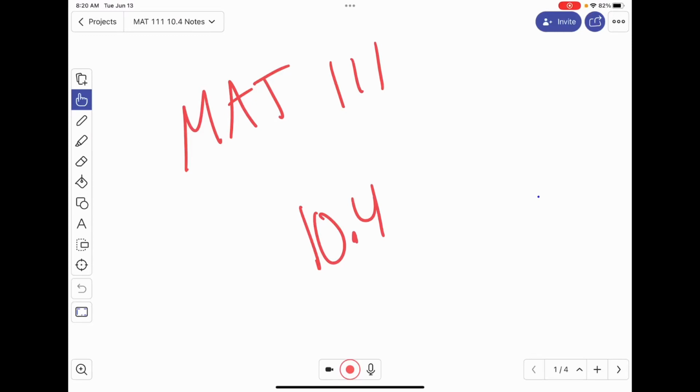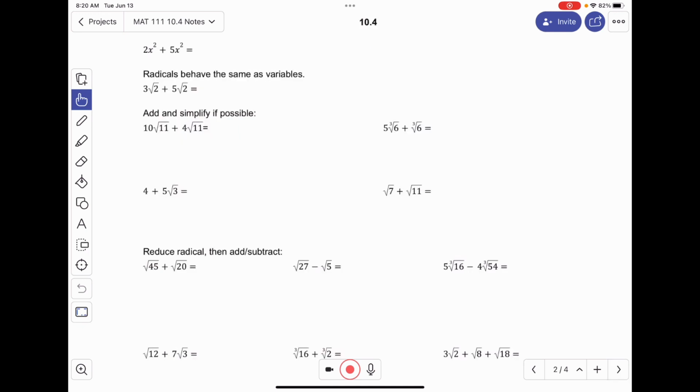Okay, section 10.4 covers adding and subtracting radicals. So we reviewed how to simplify, we reviewed multiplication and division. Now we're going to do adding and subtracting.